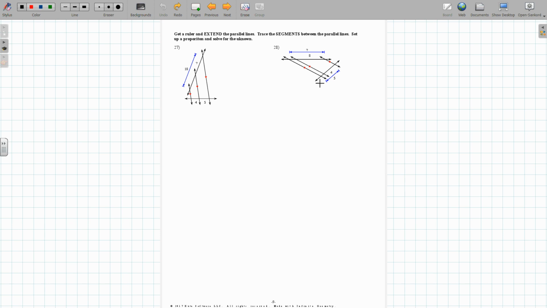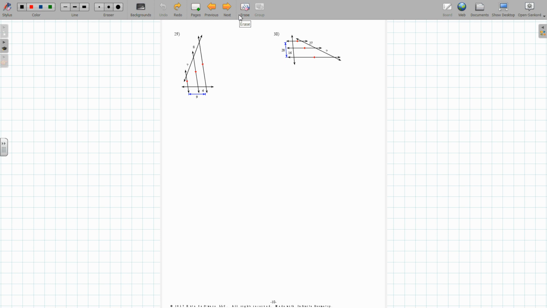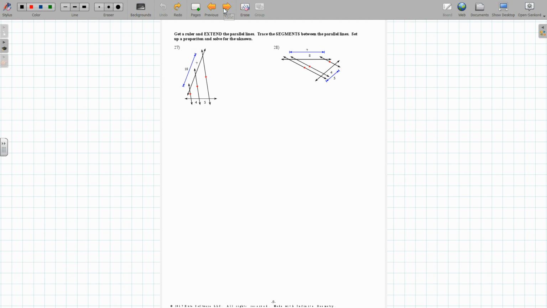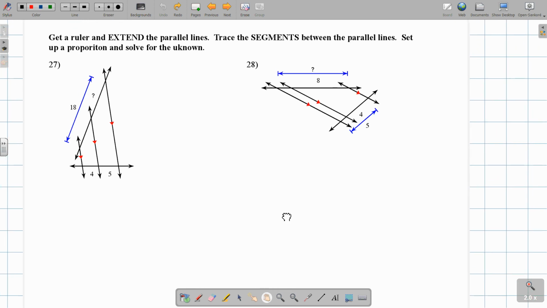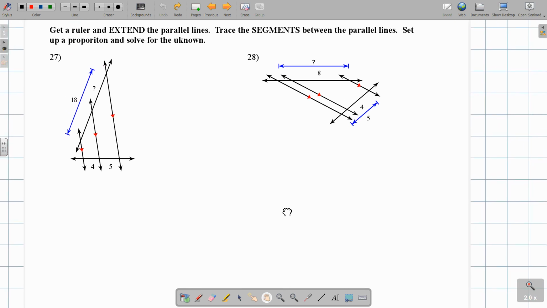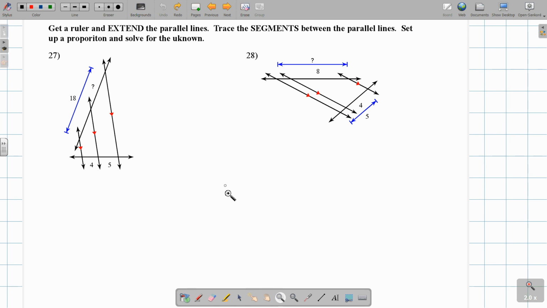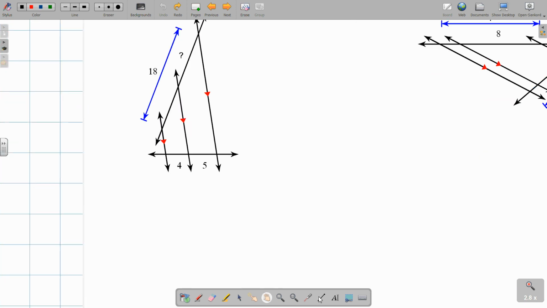You're going to trace the segments and set up a proportion and solve for the unknown. So just as one example, you have to learn to match and mirror. Match and mirror.